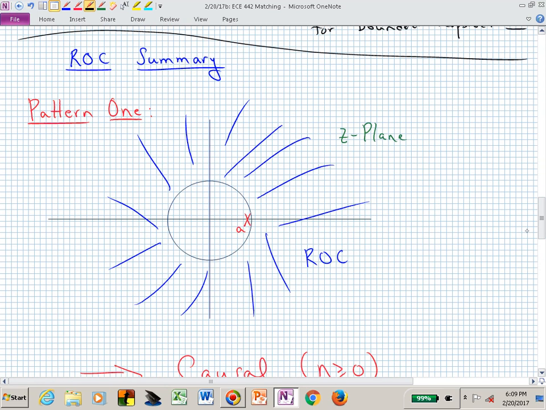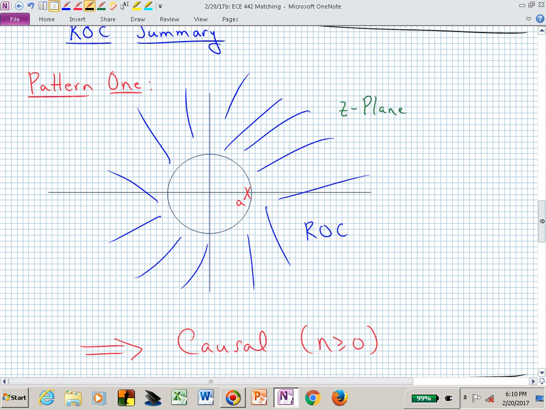Summary. We have three different patterns, three possible patterns. Pattern 1 is an unbounded region of convergence. That's beyond all of the poles. All of the poles are interior to this region of convergence. That gives us a causal, or non-negative indices where it's valid.